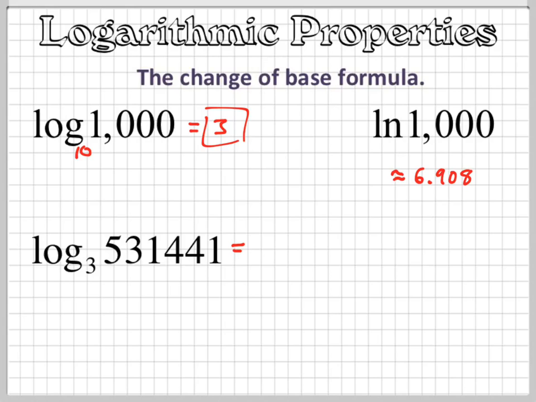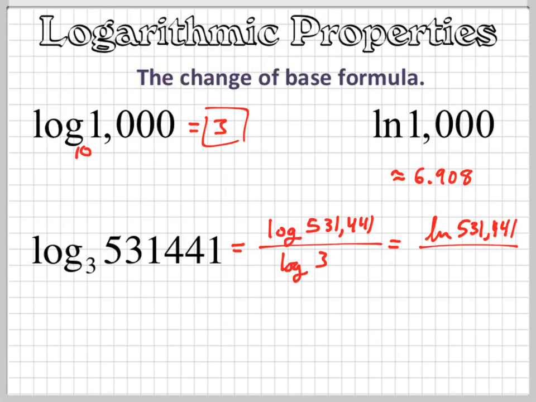This also equals the common log of 531,441 divided by the common log of 3. Punch it in your calculators, see what you get. Now you can use the common log for it, or you can use the natural log. Doesn't matter which one you use, you get the same result both ways. This is log base 10 of 3, and this is just natural log of 3.